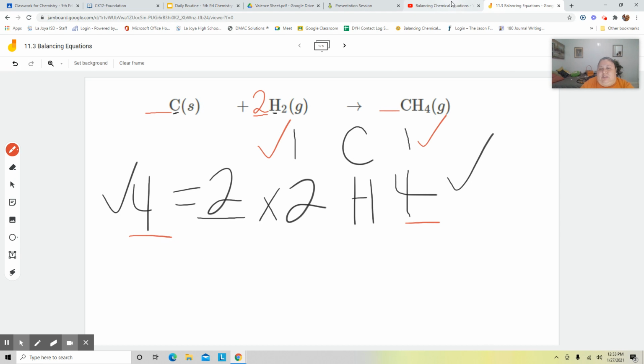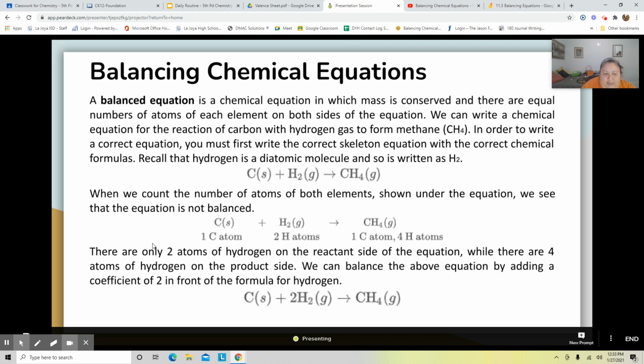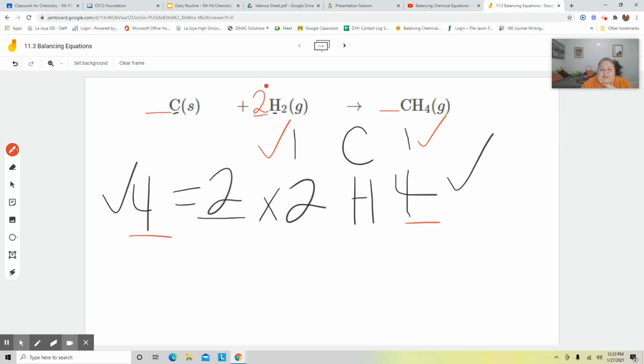Okay, and that's what they showed you here on Pear Deck. It says here, there are only 2 atoms of hydrogen on the reactant side of the equation, while there are 4 atoms of hydrogen on the product side. We can balance the above equation by adding a coefficient of 2 in front of the formula for hydrogen. So look, they did it right here. Everybody sees the 2? Yes, ma'am. Yes, that's the same 2 that we had right here.